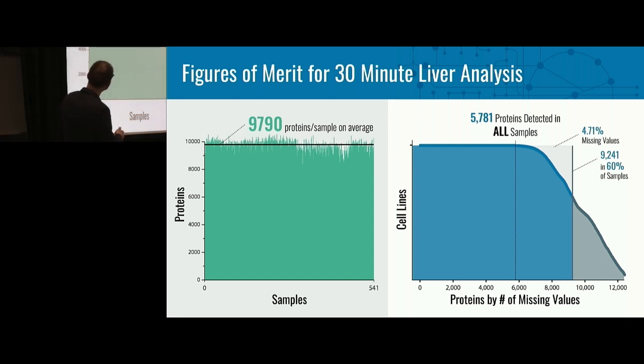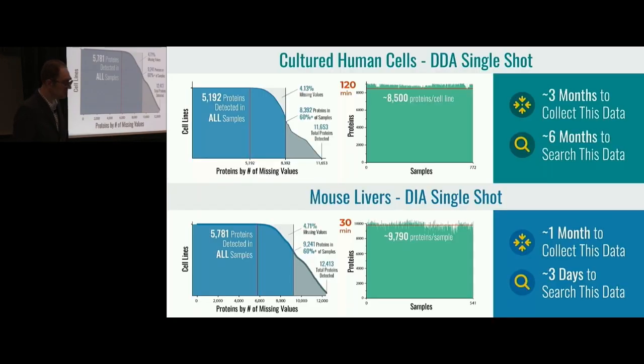So Meg took the 500 plus a bunch of control livers and did a 30-minute method, basically what I just showed you. And she was able to get nearly 10,000 proteins per sample on average with that liver tissue, about 6,000 proteins in all the samples and 9,260 in total. So performance very similar to what I showed you earlier from cell lines, but what I would argue is a tougher matrix. And she did it in a quarter of the analysis time. So it took us a month to collect that data. But I think for the purposes of the data search, it's truly remarkable.